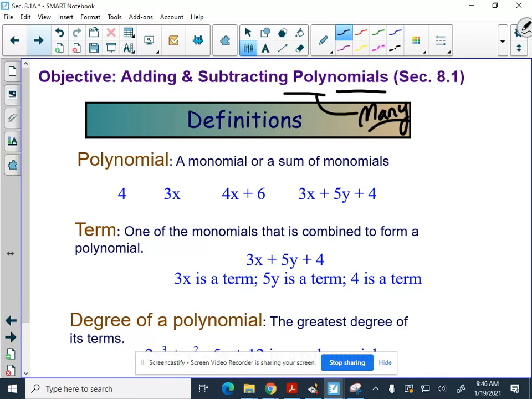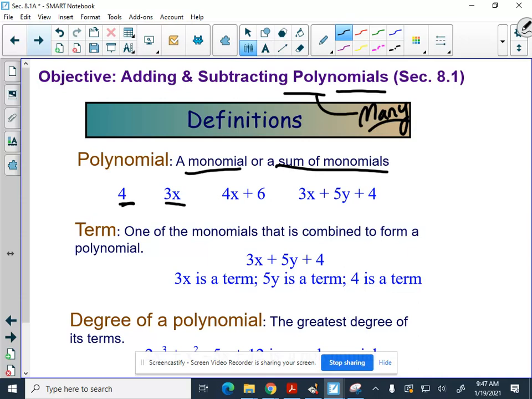So a polynomial can be a monomial, or it can be a sum of monomials. So for instance, again, 4 is a monomial. It's also a polynomial. 3x is a monomial, and it's also a polynomial. It's part of the bigger family.